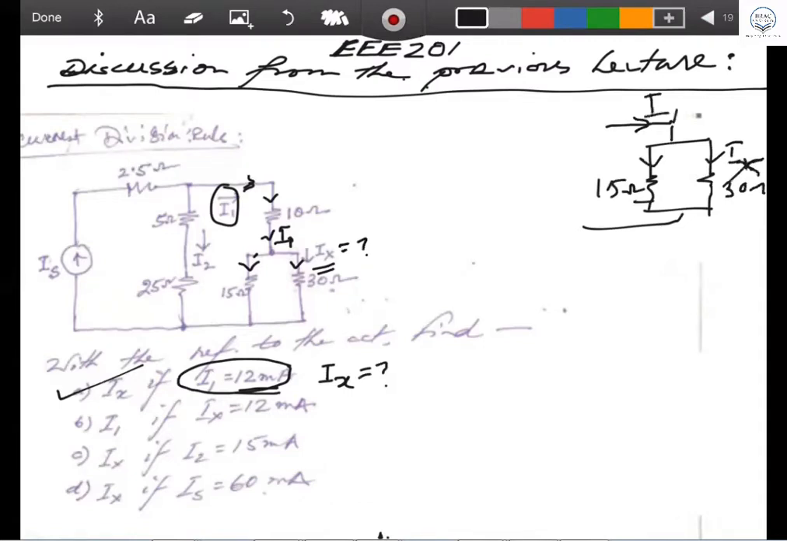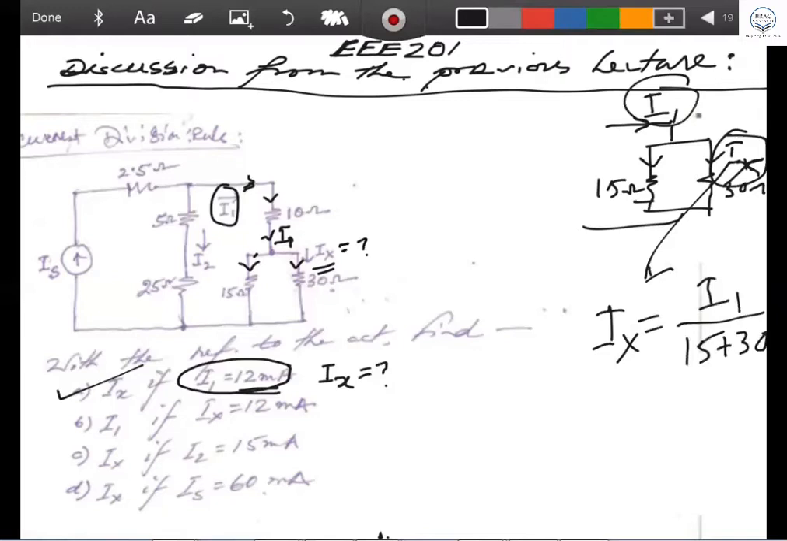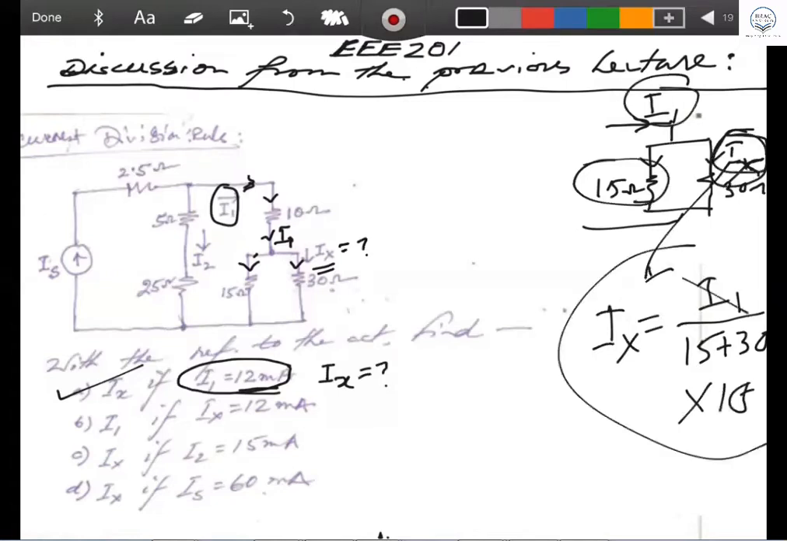Now, according to the current division rule, what is Ix equal to? Ix equals the total current, which is I1 entering into the circuit, divided by the summation of the two resistors, that is 15 plus 30, into the opposite resistor. What is the opposite resistor? For Ix, the opposite resistor is 15. So the equation will be this, and that is what we are going to write over here.